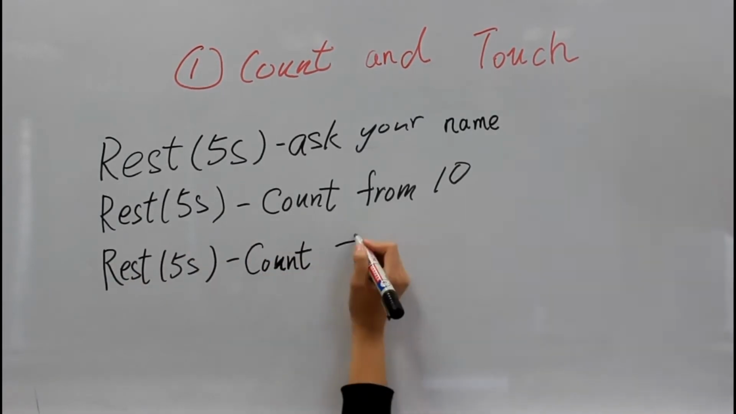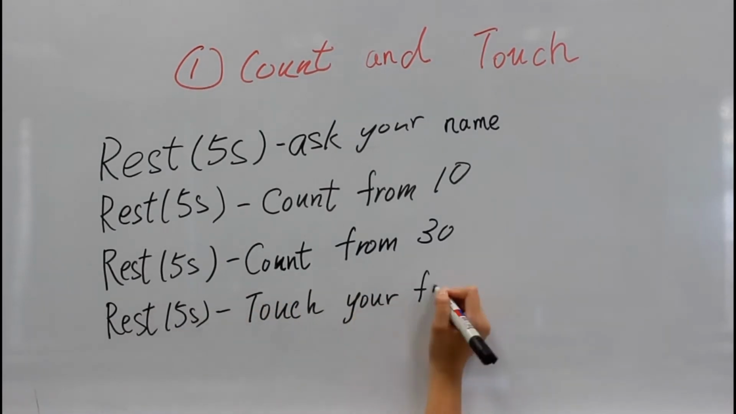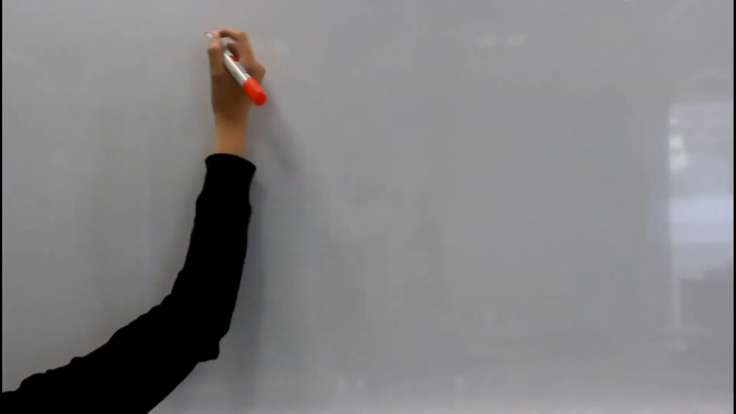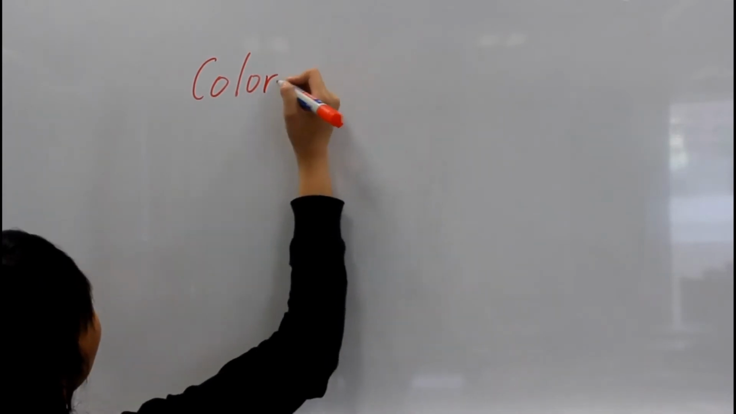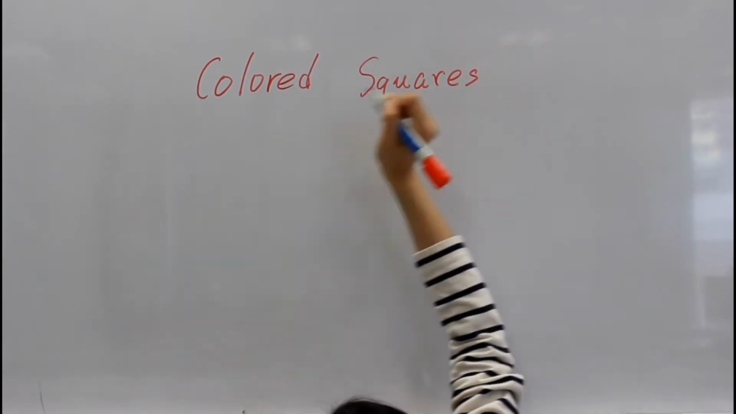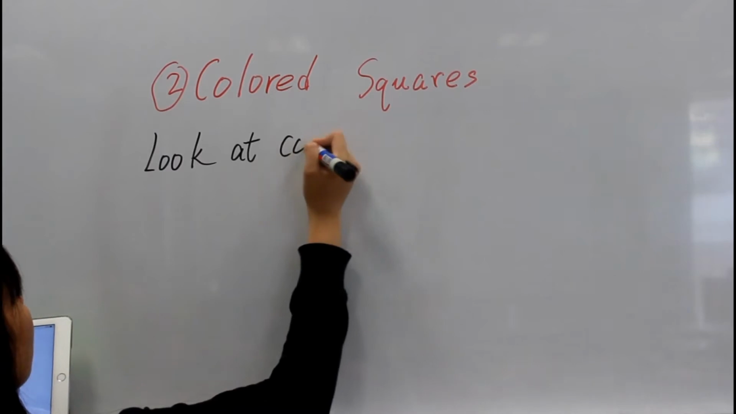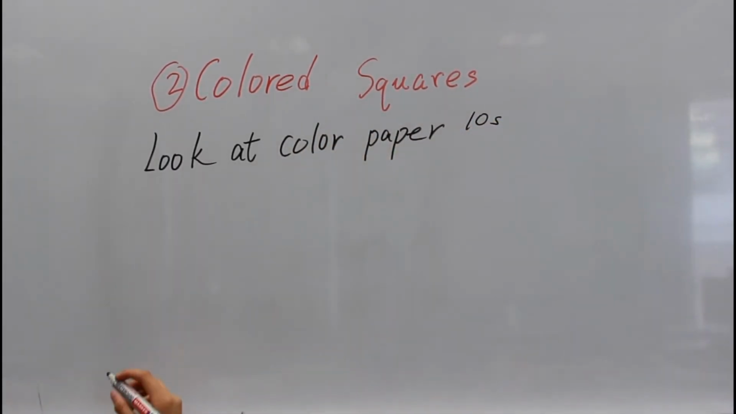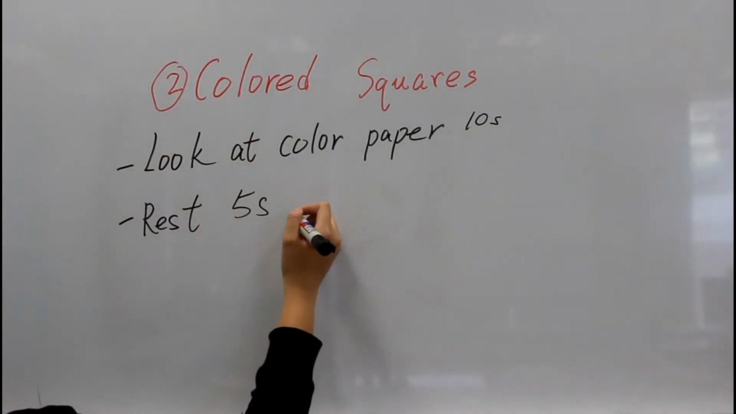Then, let him rest for 5 seconds again. Then, touch his face. Second, the examiner will provide a color paper such as black, red, blue, green, yellow, orange, brown, and pink, and ask the subject to look at it for 10 seconds.